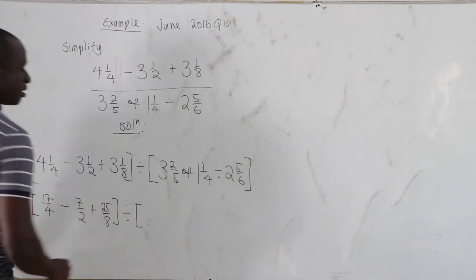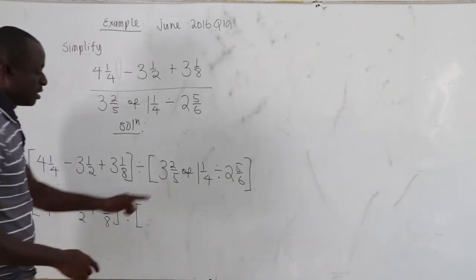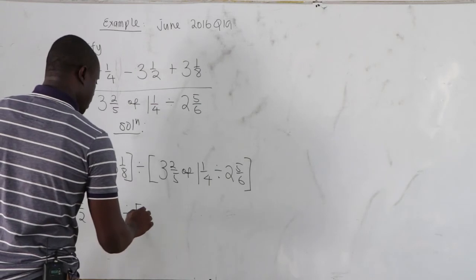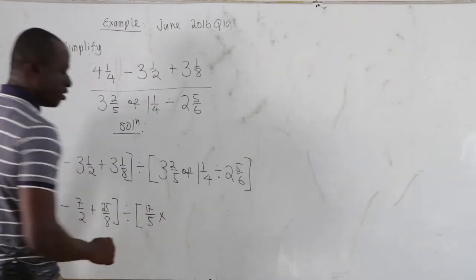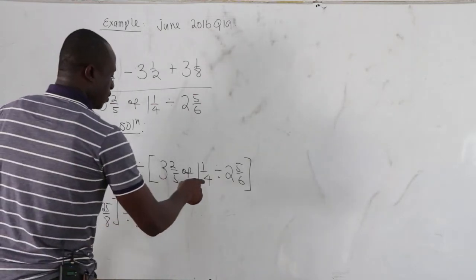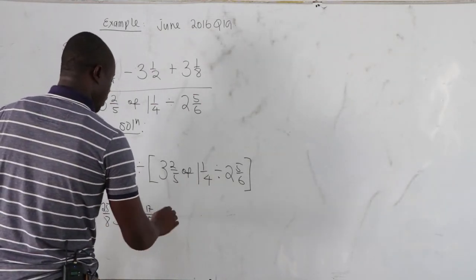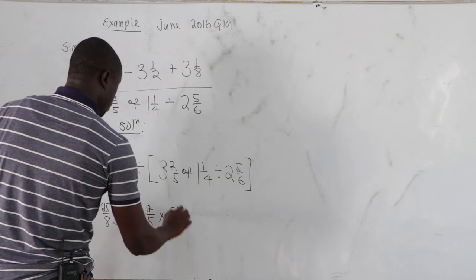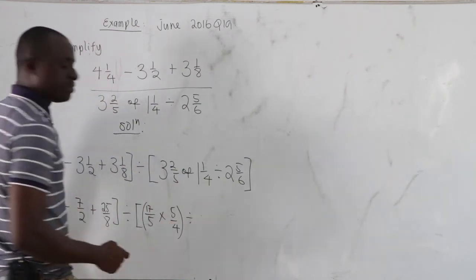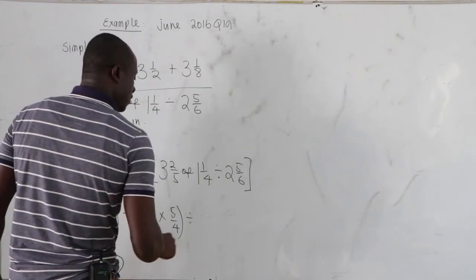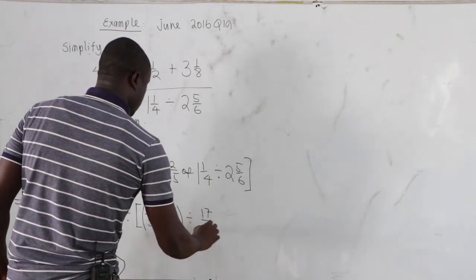Divided by, now let's see. The of we change to multiplication. 5 times 3, that's 15, plus 2, 17 all over 5. 4 times 1, 4, plus 1, 5 over 4. Because of the multiplication, we have to do that first. For the last one, 2 times 6, 12, plus 5, that is 17 all over 6.